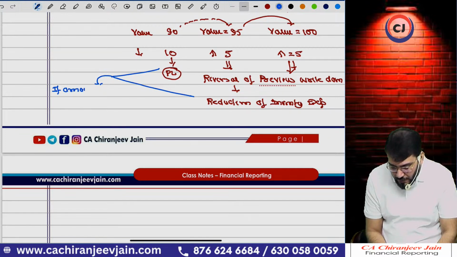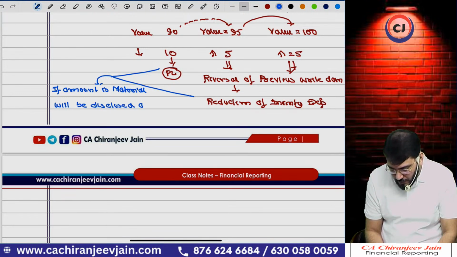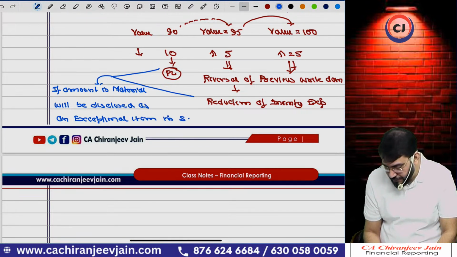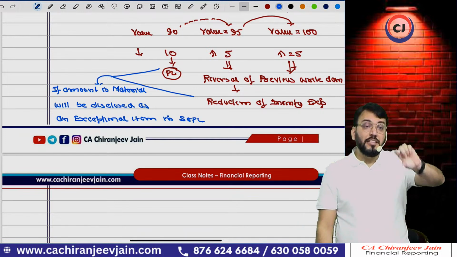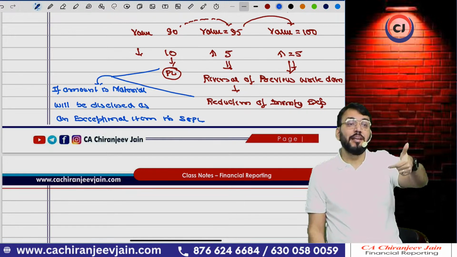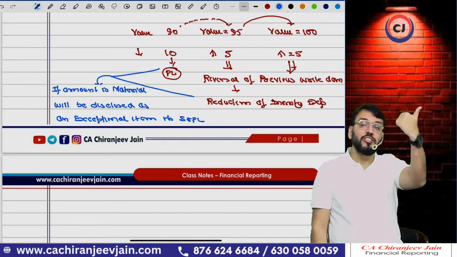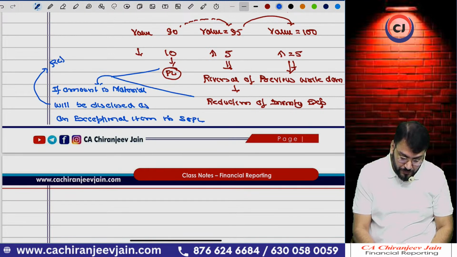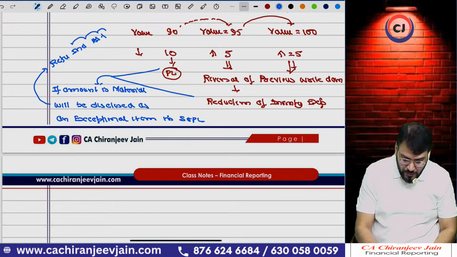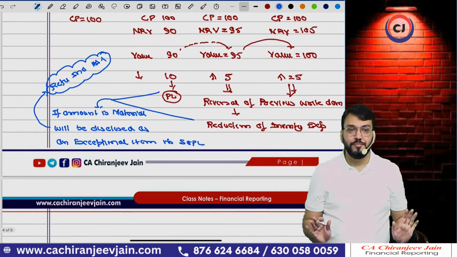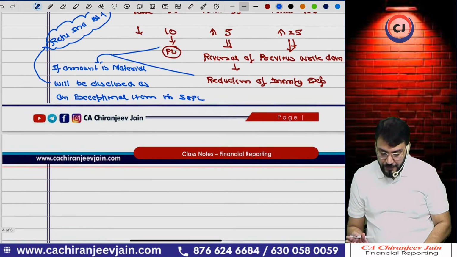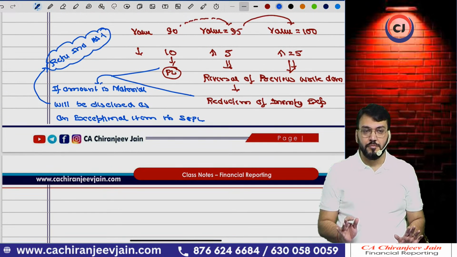If the amount is material, it will be disclosed as an exceptional item in SOPL. So if this write down and reversal of write down amount is material, then it will become an exceptional item in SOPL. How to present an exceptional item in SOPL we will discuss where? In Ind AS 1. Refer to what? Ind AS 1. Meaning there are two presentations.